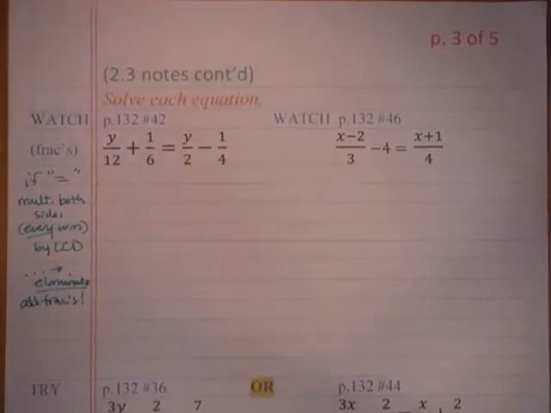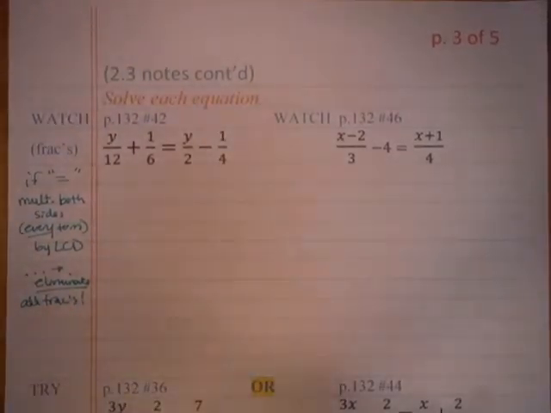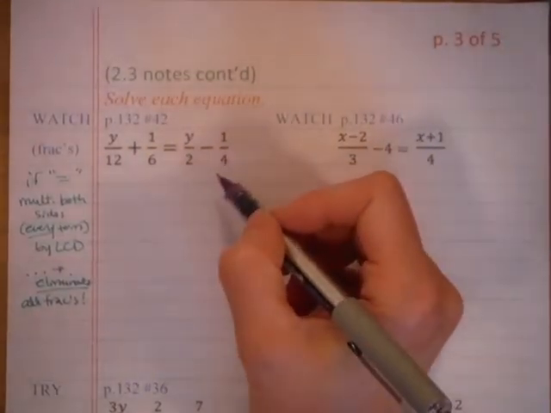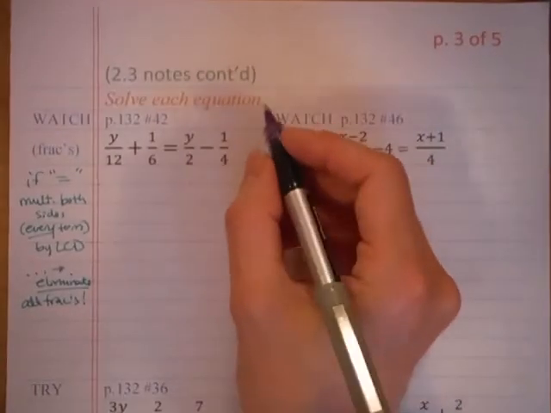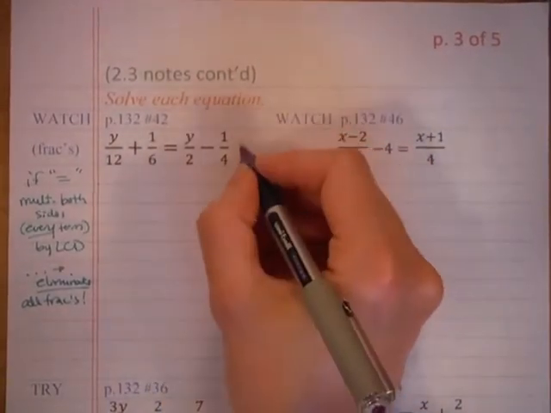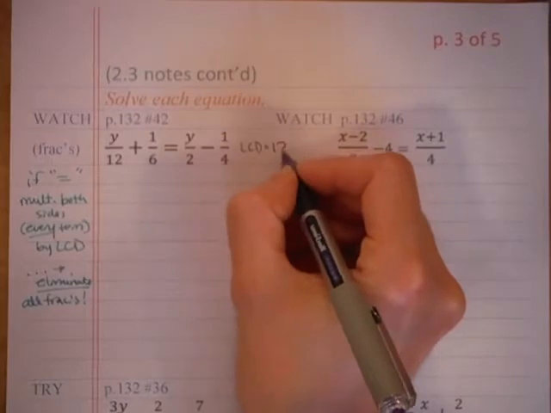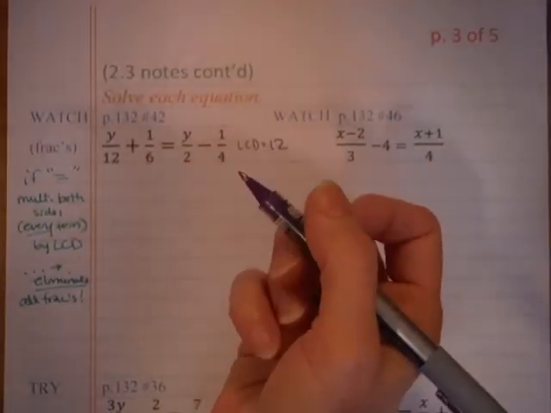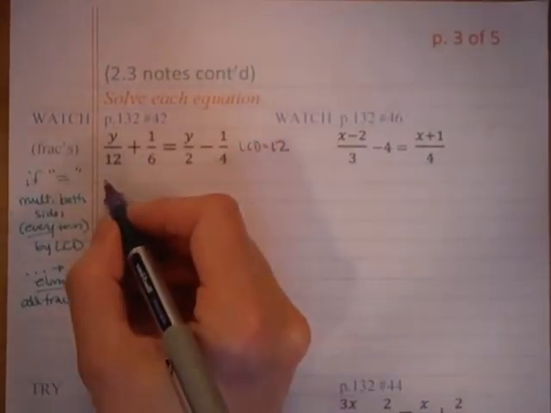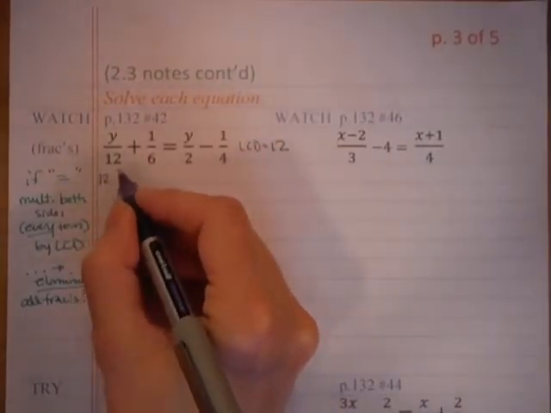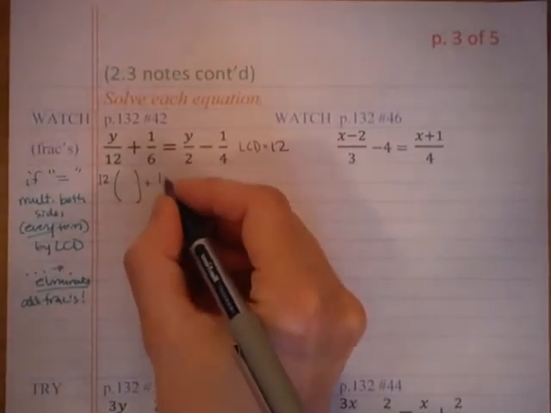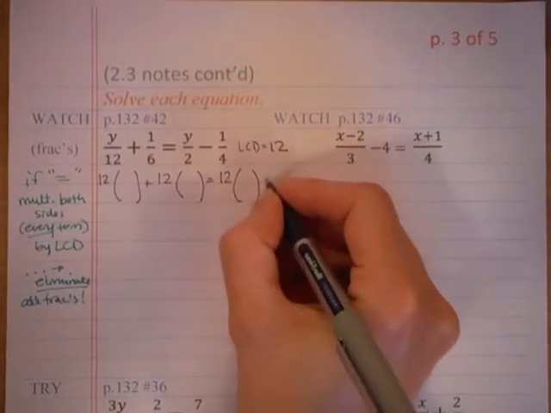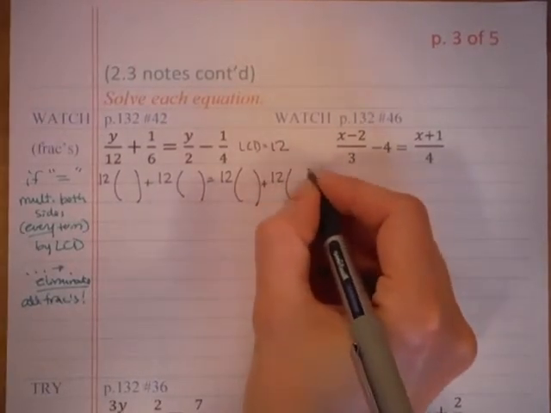Okay, so when there's an equal sign, you can actually eliminate the fractions, and the way you do it is you multiply every single term, everything in the entire equation by the LCD. And in this case, with 12, 6, 2, and 4, the least common denominator is going to be 12. So I'm going to go ahead and rewrite this entire equation, but multiplying every term by 12. So it's going to be 12 times the y over 12 plus 12 times the 1 over 6 equal to 12 times the y over 2 plus 12 times the negative 1/4.